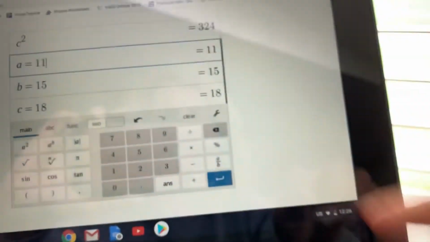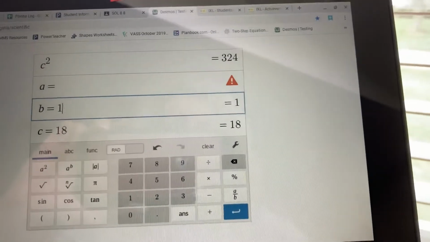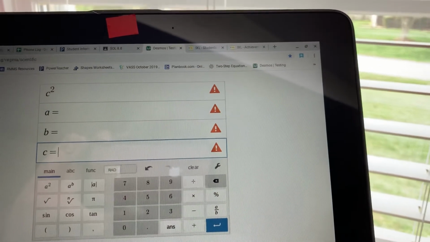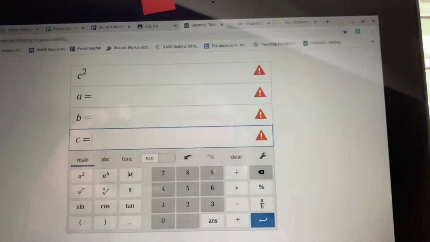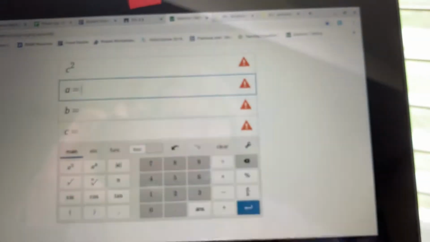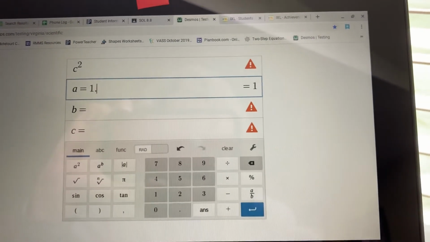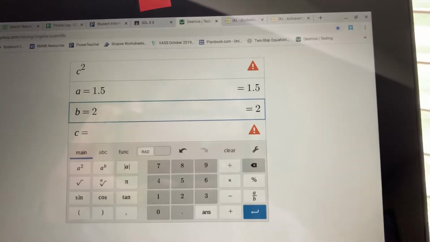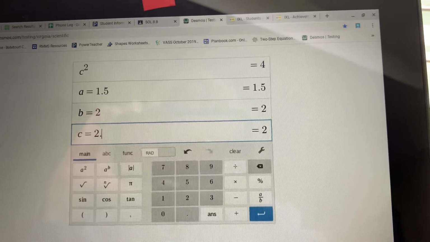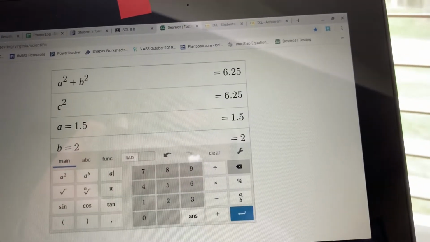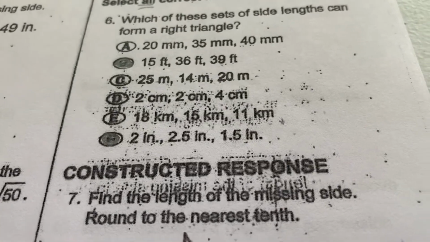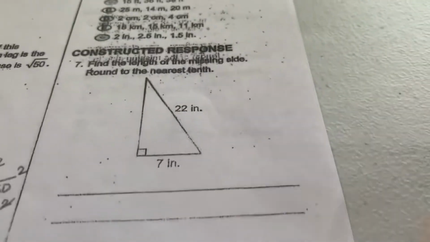All right, one more to go. All right, and for the last one, we have 2, 2.5, and 1.5. Again, this one's out of order, so we got to make sure we put it in the right order. So A is 1.5, B is 2, and C is 2.5. And when we do that, we get 6.25 and 6.25. So the final answer for number 6 is B and F. All right, one more to go.